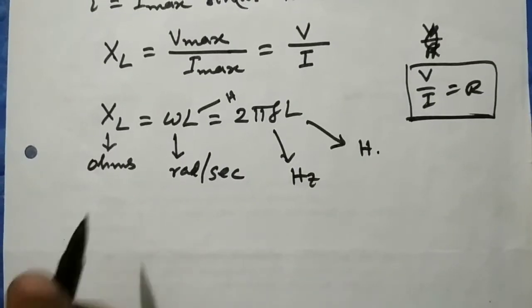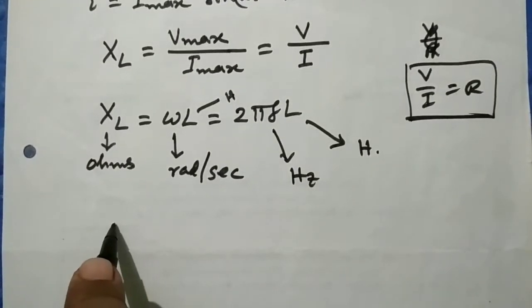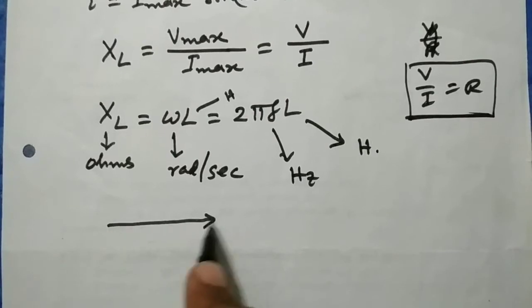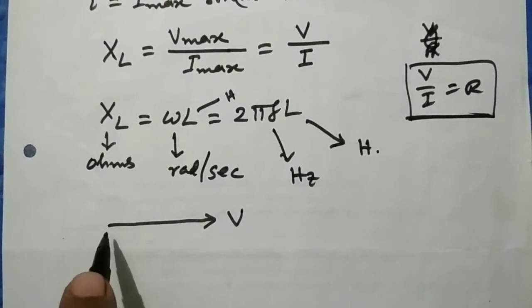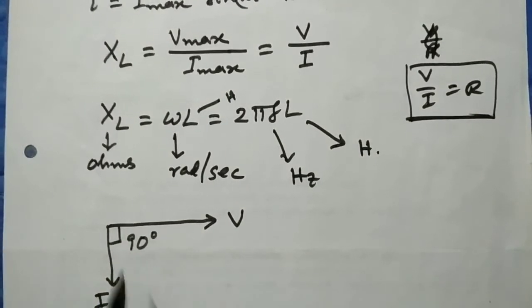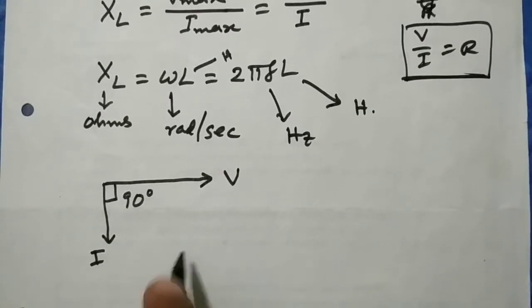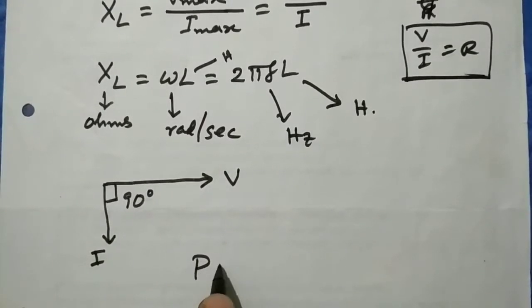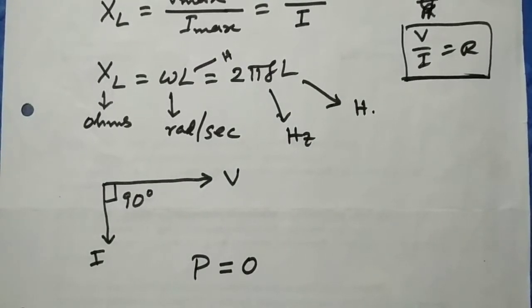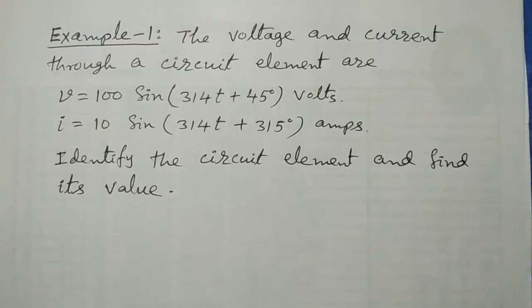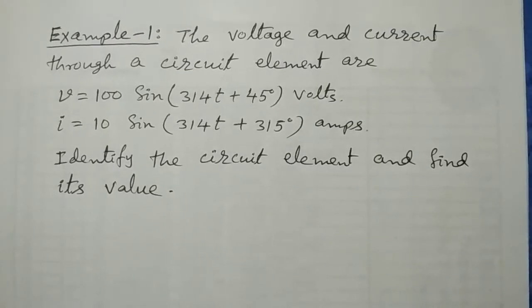The next point we have to remember, for a purely inductive circuit, the current lags the voltage by 90 degree. And the total power for a purely inductive circuit is equal to 0. That's all. Now see an example.